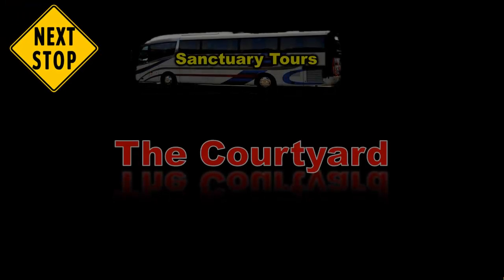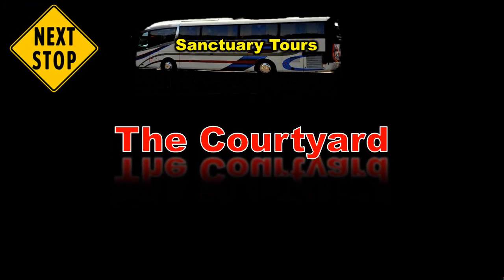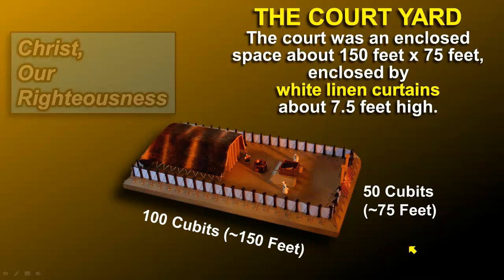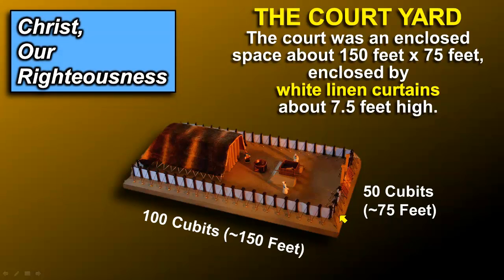So our next stop on our tour is the courtyard. The courtyard was an enclosed space about 150 feet by 75 feet, enclosed with white linen curtains. So you can see these little curtains all the way around here. They were very bright and white. It was about 50 cubits or 75 feet long there and 100 cubits there. And this white reminds us that Christ is our righteousness.